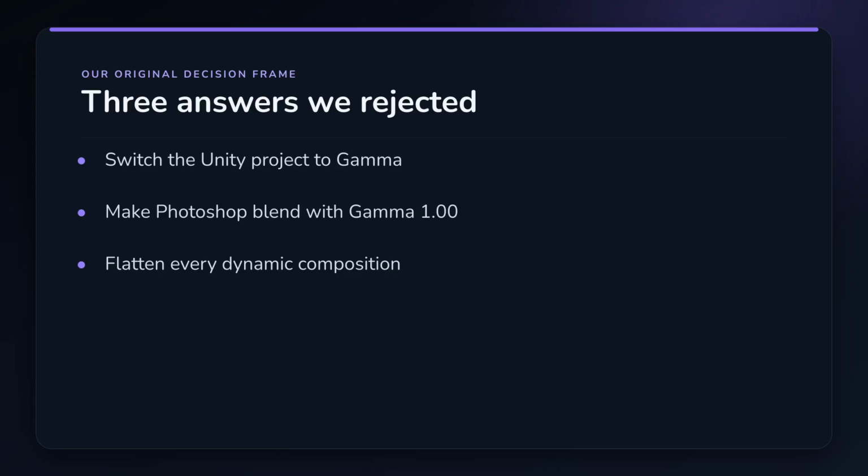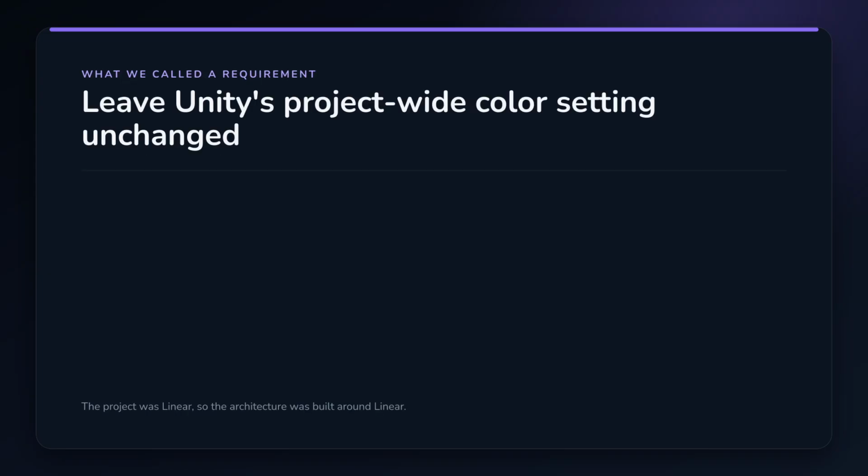In the original story, switching the whole project to Gamma appeared only as a tempting answer to reject. We said it could affect materials, shaders, blending, lighting, and effects, which is true. Then we quietly promoted that risk into a requirement. Leave the project-wide color setting unchanged.